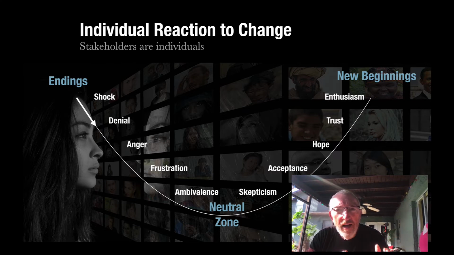So in essence, we can say the ending is the old mission, and new beginnings is the new mission. Or if we're not performing at our current mission, what the mission statement says that we should be doing, it's our current state, and the new beginnings is when we're achieving the ideal mission state. So a couple ways to think about this change cycle.